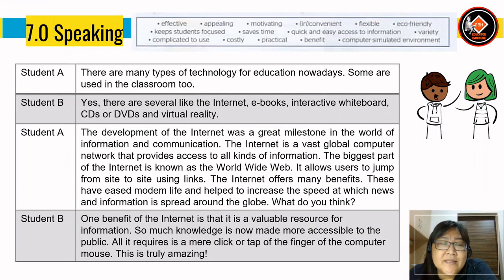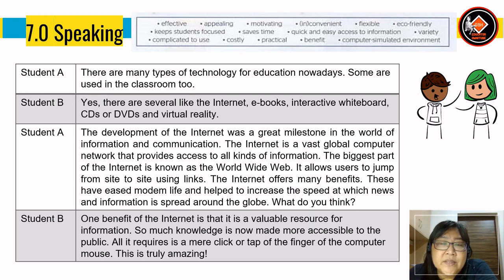Dear pupils, let's look at this conversation between student A and B, so you can practice speaking to each other. Student A: There are many types of technology for education nowadays. Some are used in the classroom too. Student B: Yes, there are several, like the internet, e-book, interactive whiteboard, CDs or DVDs, and virtual reality. Then you can continue with student A.